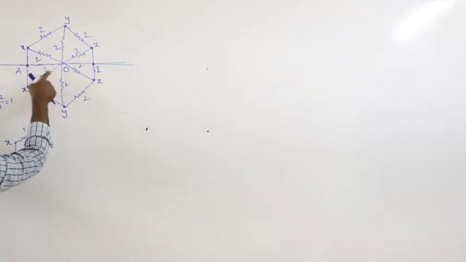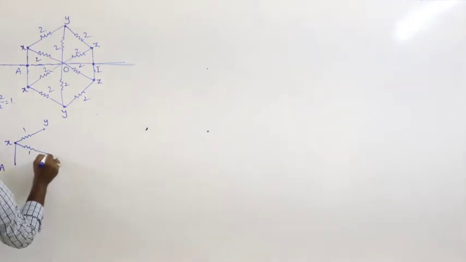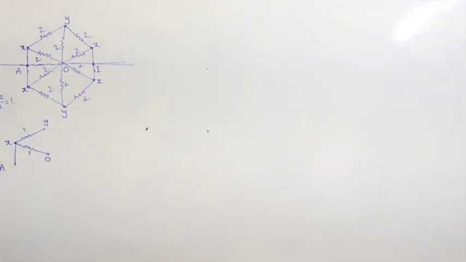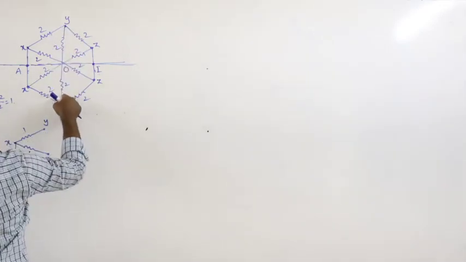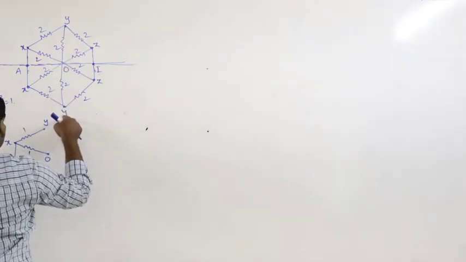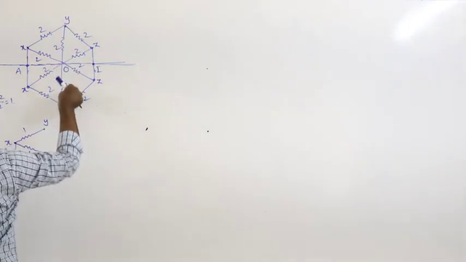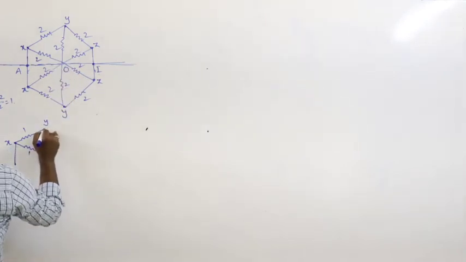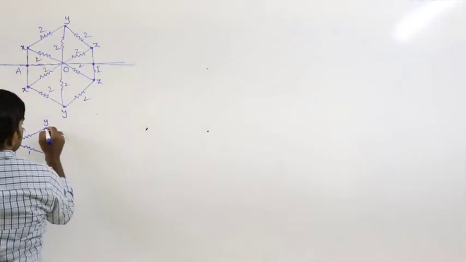Next, between X and O, that is also 1. Next, between Y and O, there are 2 resistances of 2. So this is again 1 because 2 and 2 are in parallel. So this is minimized, this is minimized and this is minimized. Here it is.